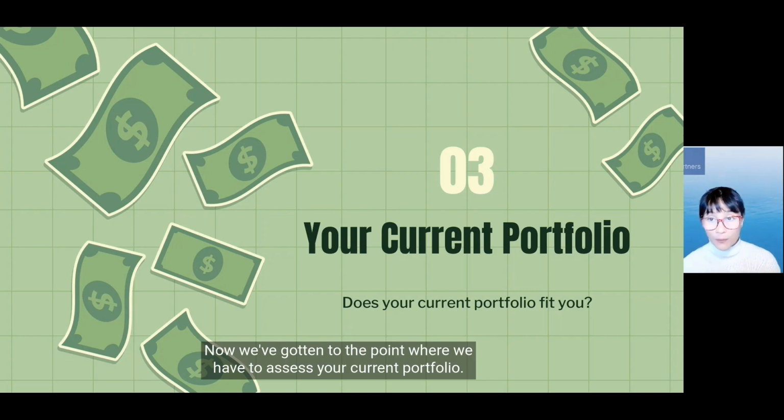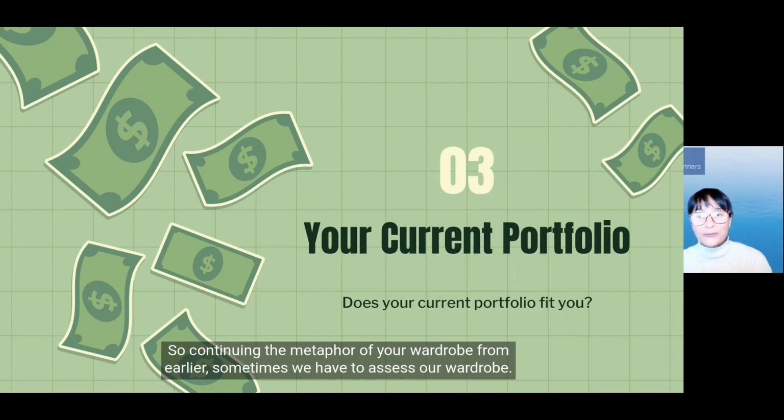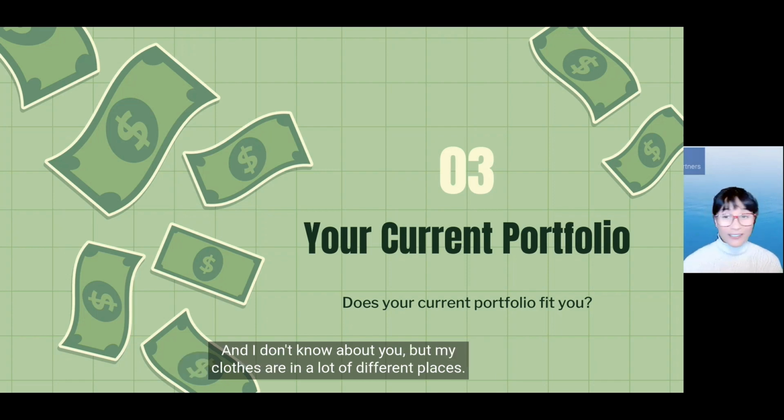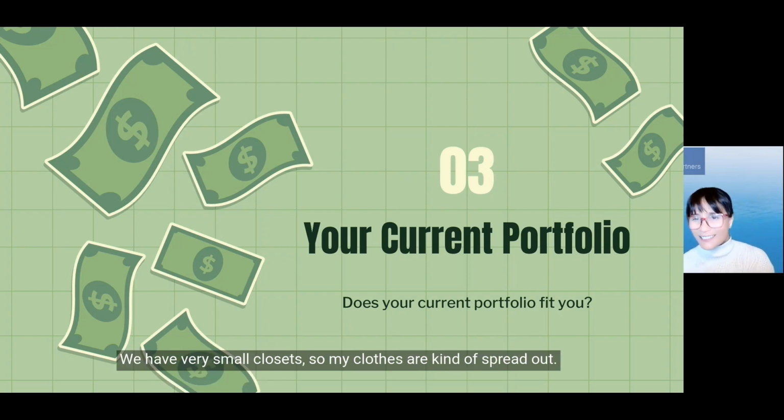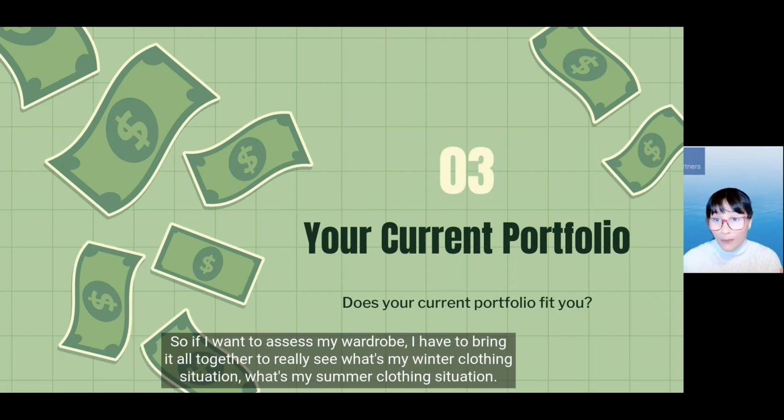Now we've gotten to the point where we have to assess your current portfolio. So, continuing the metaphor of your wardrobe from earlier, sometimes we have to assess our wardrobe. And I don't know about you, but my clothes are in a lot of different places. I have some clothes in the bedroom closet, some clothes in the bedroom dresser, some clothes in a coat closet, some clothes in another closet off the office. We have very small closets. So my clothes are kind of spread out. So if I want to assess my wardrobe, I have to bring it all together to really see what's my winter clothing situation? What's my summer clothing situation?